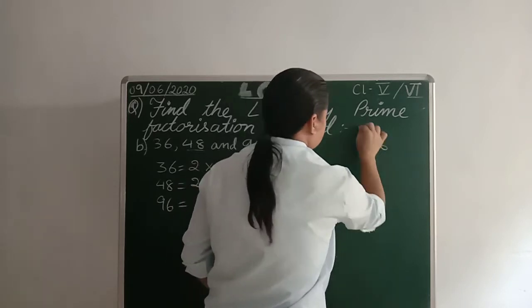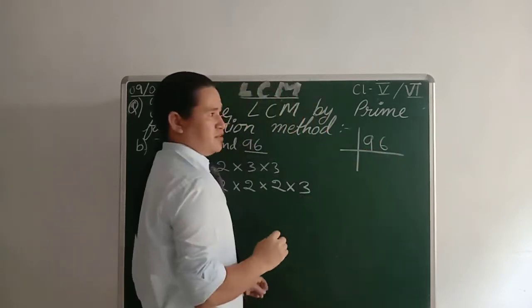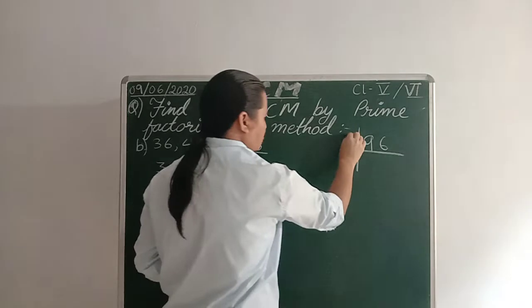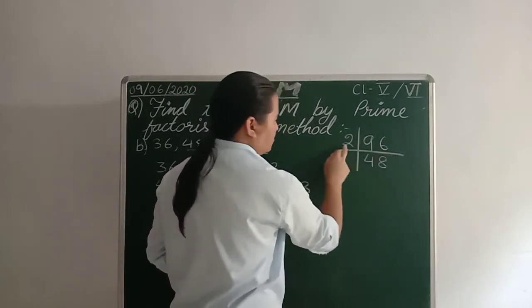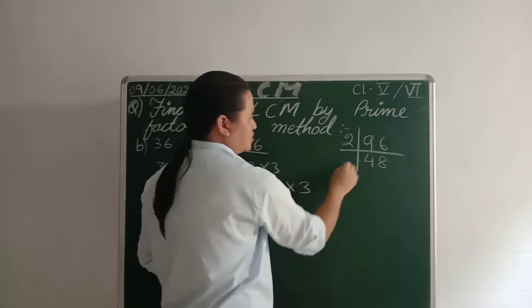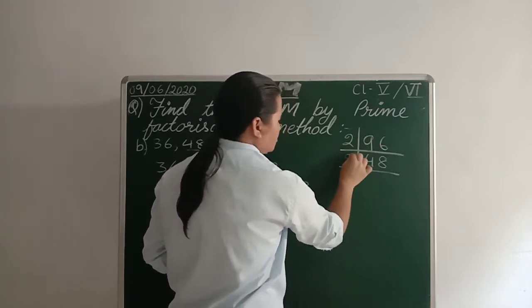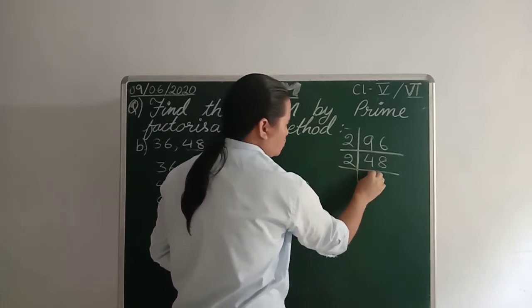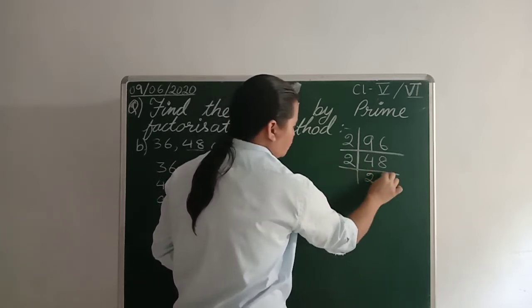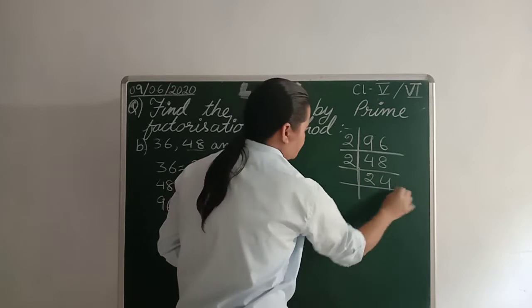So break down this 96. Again 96 is an even number, 6 is an even number, so break down by 2. 2 4s are 8, 2 8s are 16. That means 2 48s are 96. Now break down this 48 again by 2, because 48 is an even number. So 2 2s are 4, 2 4s are 8.